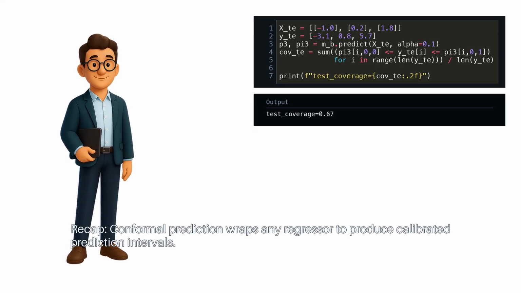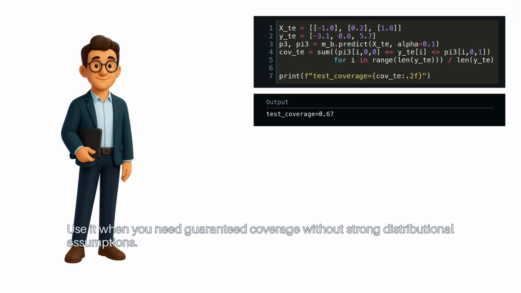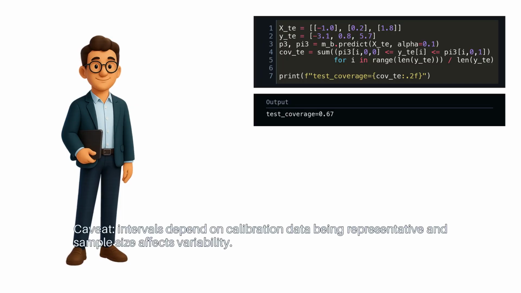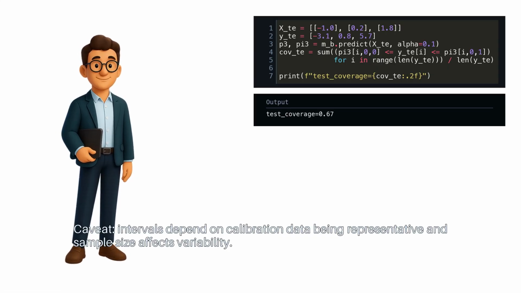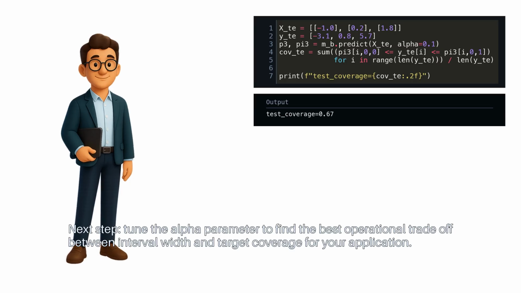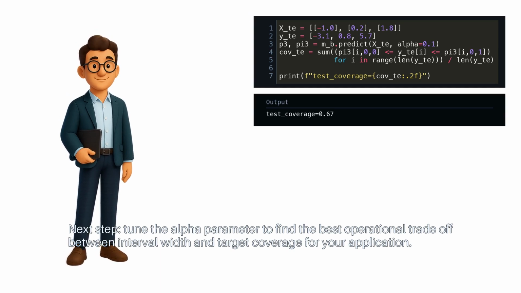Recap: conformal prediction wraps any regressor to produce calibrated prediction intervals. Use it when you need guaranteed coverage without strong distributional assumptions. Caveat: intervals depend on calibration data being representative, and sample size affects variability. Next step: tune the alpha parameter to find the best operational trade-off between interval width and target coverage for your application.